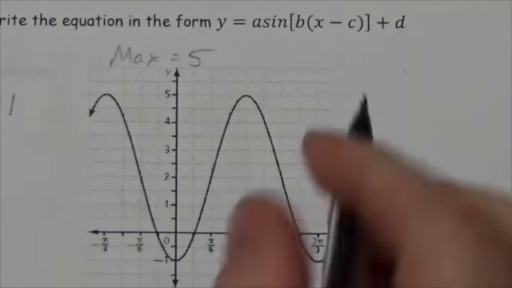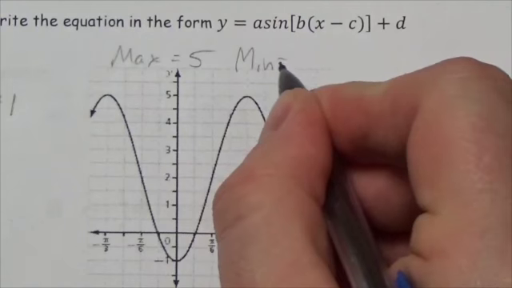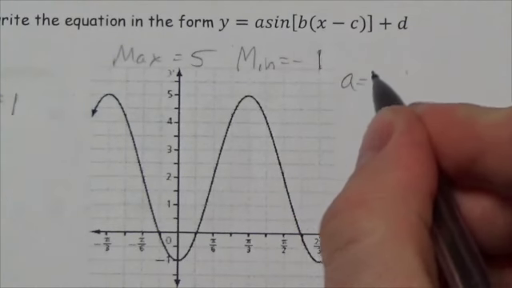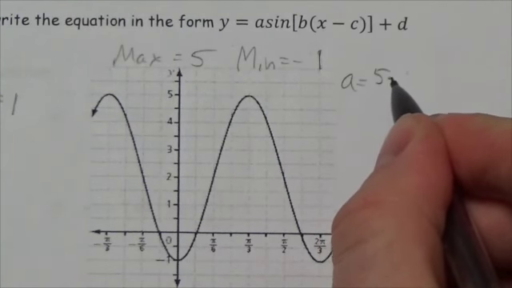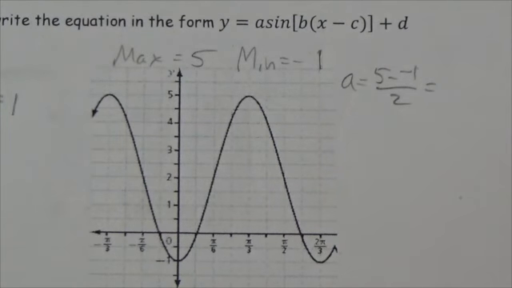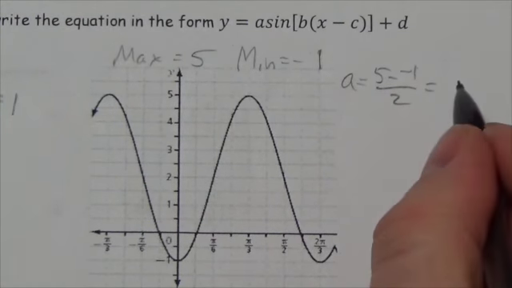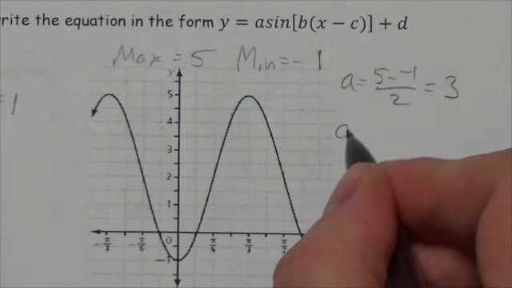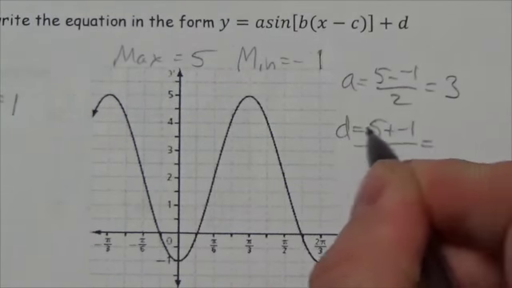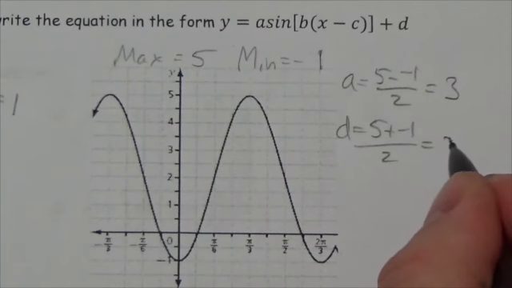When we look at our min here, our min value is negative 1. Whoops, not negative 7, negative 1. Okay, negative 1. And so from there, I can immediately get my a value. That's going to be the max minus the min over 2. So 5 minus negative 1 is going to be 6, divided by 2 is 3. Our d value is going to be the max plus the min over 2. So 5 plus negative 1 is 4, divided by 2 is 2.